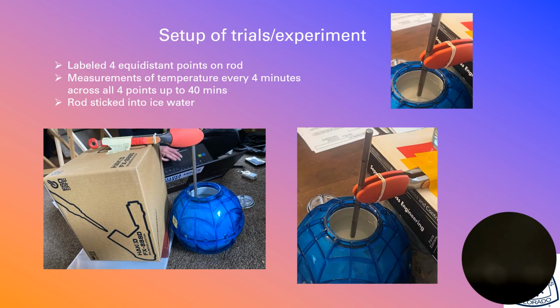For the setup of this experiment, the rod is approximately 20 centimeters in length, so we divided it into 4 equidistant points and marked them in Sharpie as shown in this top right figure. The rod was fixed to an elevated surface using rubber tongs and tape. Then we allowed the rod to reach equilibrium with the ambient conditions.